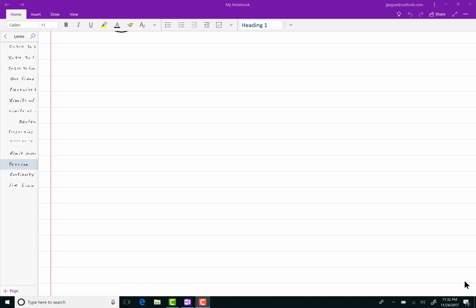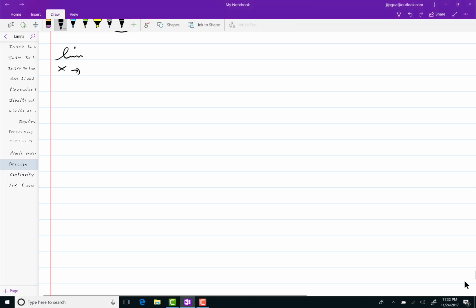Okay, I want to give the precise definition of an infinite limit. And it goes like this. The limit as x goes to a of f of x equals infinity if, given any M greater than 0. And this M is playing the role of the epsilon in other types of limit proofs.